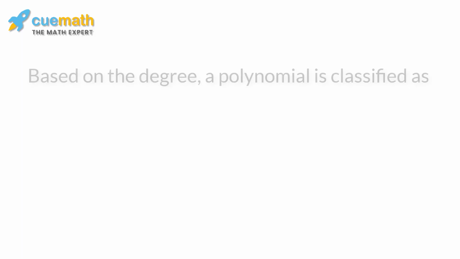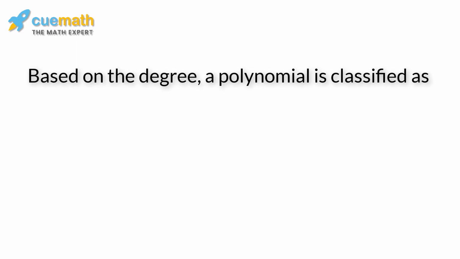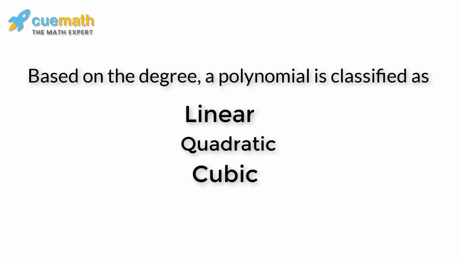So now let's move on to the next part, where based on the degree of a polynomial, it is classified into three categories: linear, quadratic, and cubic. Let us consider each of the categories one by one. So the first one is a linear polynomial category.